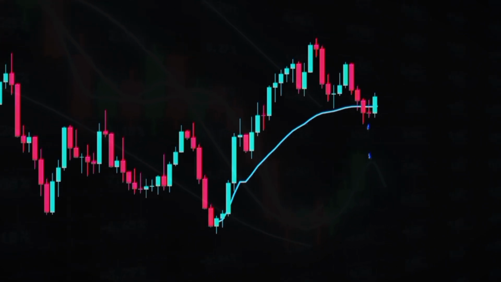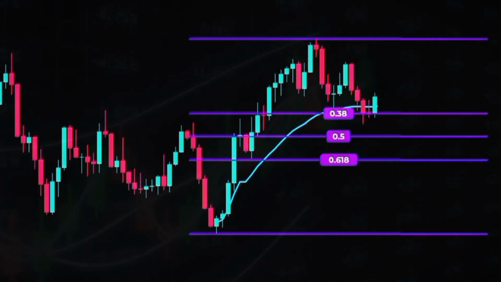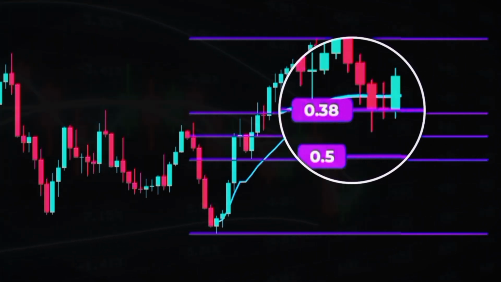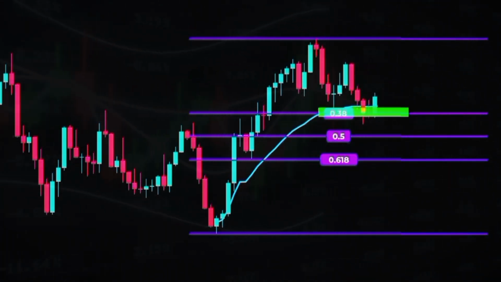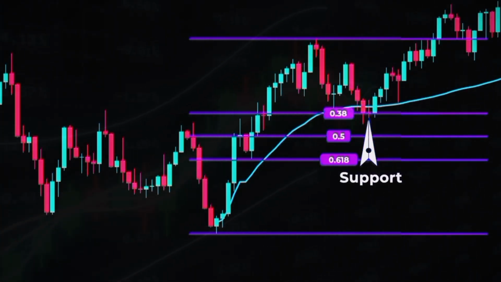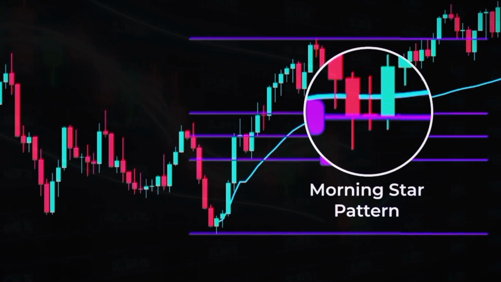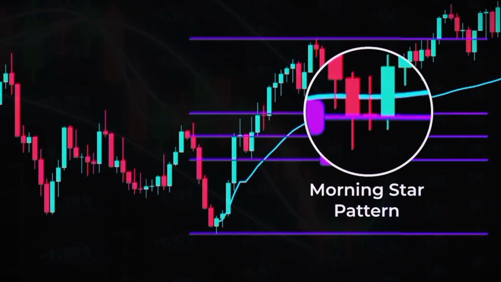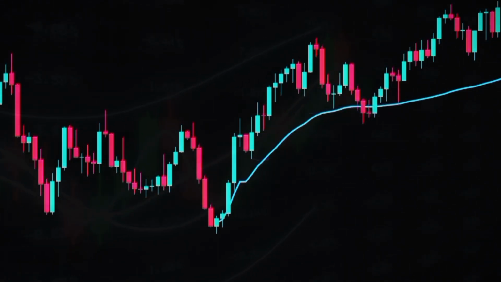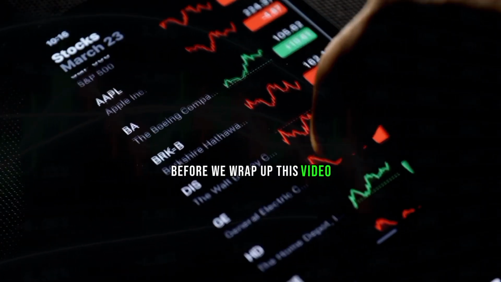Then the price makes a pullback and approaches the VWAP. So we draw a Fibonacci retracement. We notice that the VWAP falls in confluence with the 0.38 level. So we expect the price to find strong support at this level. As you can see, the price found support at the exact price level. We also have a Morning Star pattern, which also indicates a bullish reversal. Hence, it was a high probability trade. As you can see, this trade would have resulted in profits. Now let's discuss the last strategy before we wrap up this video.